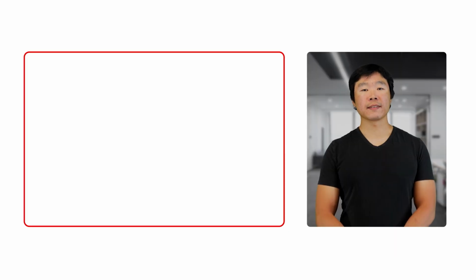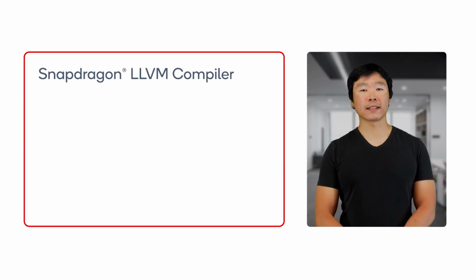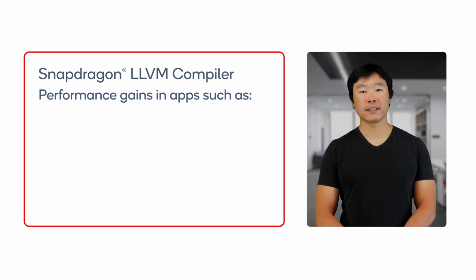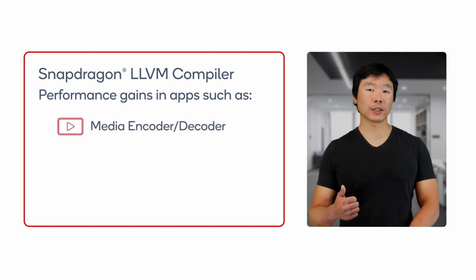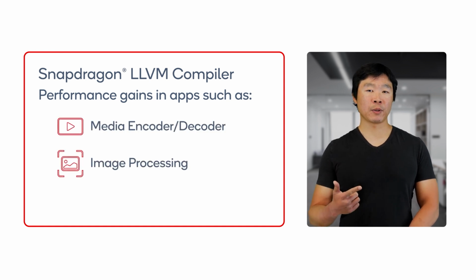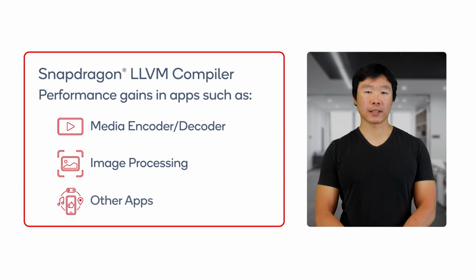I am Zhao Shi, a compiler engineer at Qualcomm for over 10 years. Today, I'm here to present the key features and optimizations of the Snapdragon LLVM compiler, along with a demonstration of how to set up the tool. Working with this optimized toolchain, you can expect to see performance gains in the applications you develop. This may include applications such as audio-video encoder-decoder, an image processing application, as well as other applications.